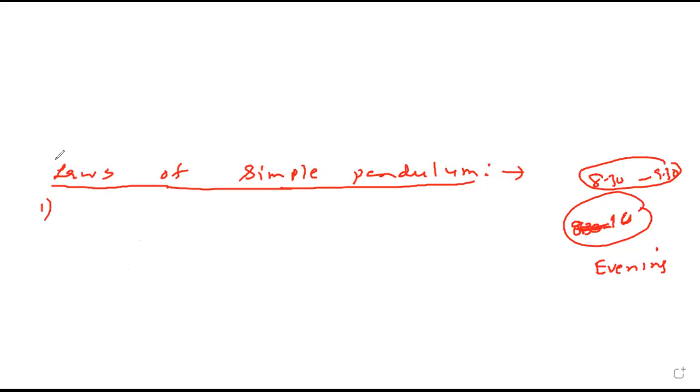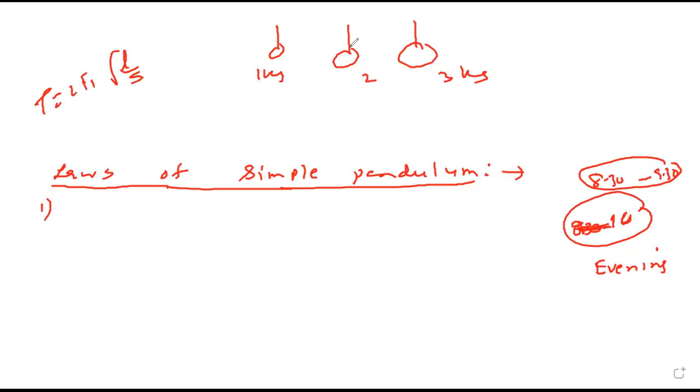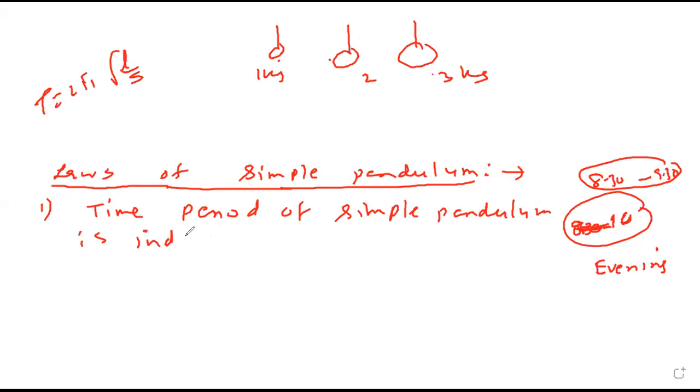Laws of simple pendulum. First, we got the time period as 2 pi root L by g. So if I take bobs of different masses, 1 kg, 2 kg, 3 kg, whose time period will be greater? Sir, the 3 kg one. No, the time period of all will be the same. Where does the time period depend on the mass of the bob? Oh yes, sorry sir, I was thinking of length. The time period does not depend upon mass, correct? So whether you take a bob of 1 kg, 2 kg, 3 kg, it makes no difference. So the first law: the time period of a simple pendulum is independent of the mass of the bob.